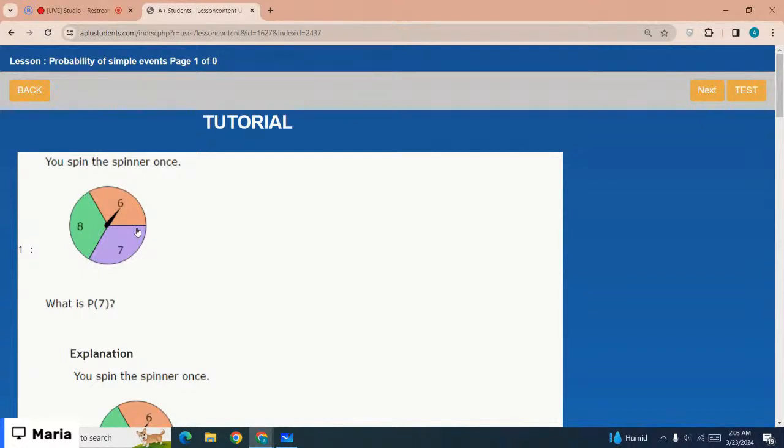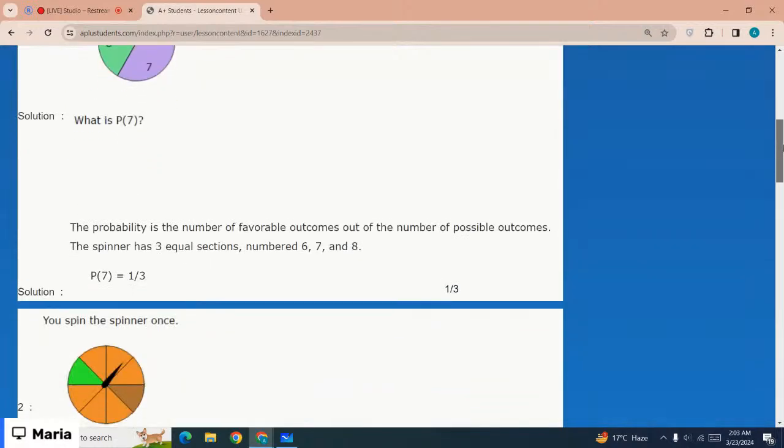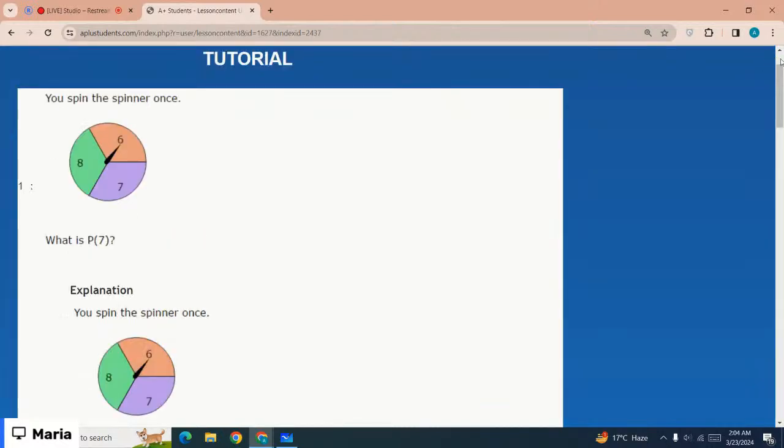So first you have to see the total outcomes on this spinner. So you have 3 outcomes, right? 6, 7 and 8. Got it? 3 outcomes, and the probability is the number of favorable outcomes out of the number of possible outcomes. The possible outcomes are 3 and the favorable outcome is just 1, right? So probability of 7 is 1 out of 3, right? 3 is the total number of outcomes and 1 is the number of favorable outcomes, right? So the correct option is 1 over 3. Let's just start with the test questions.